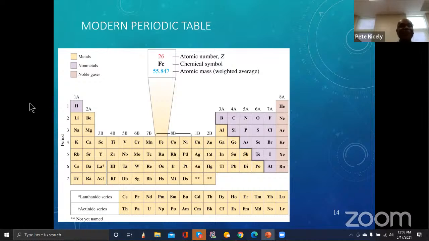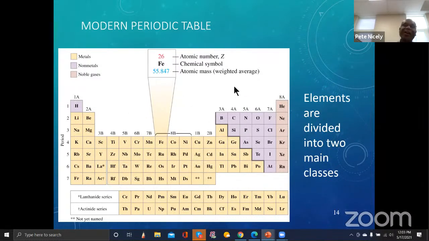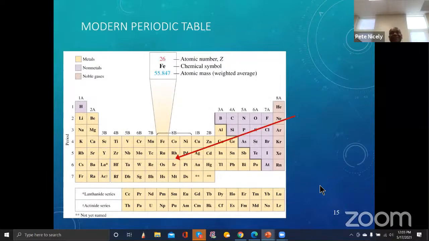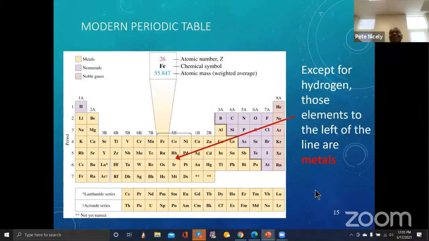The periods are, of course, the rows, and a simple numbering system is used, row 1, 2, 3, all the way to row 7. And then we have the groups, which in this case are 1A, 2A, and so on and so forth. The most modern periodic table now simply numbers the groups from 1 through 18, going from left to right of the table. Now, when it comes to broad categories, elements are divided into two main classes. You have what are known as the metals, which are to the left of the periodic table, and you have the non-metals, which are to the right.